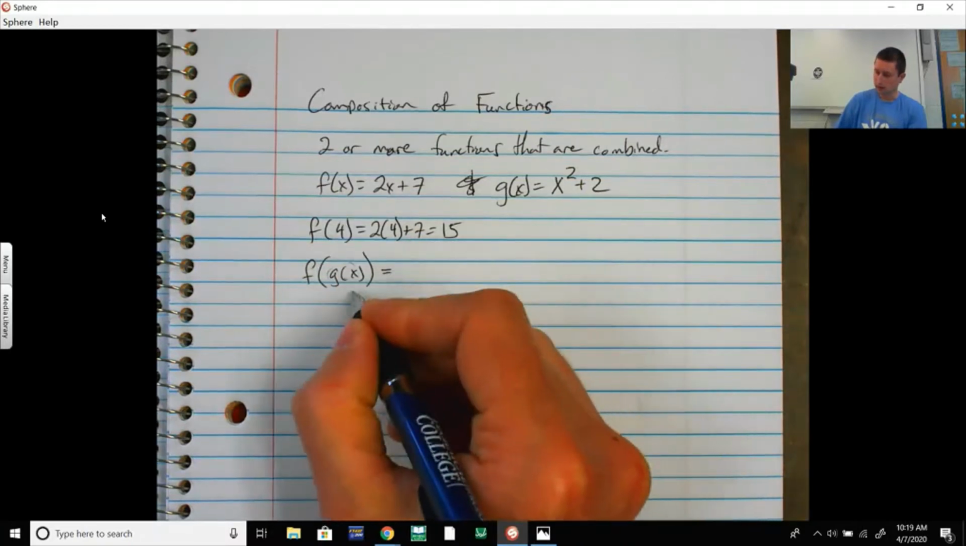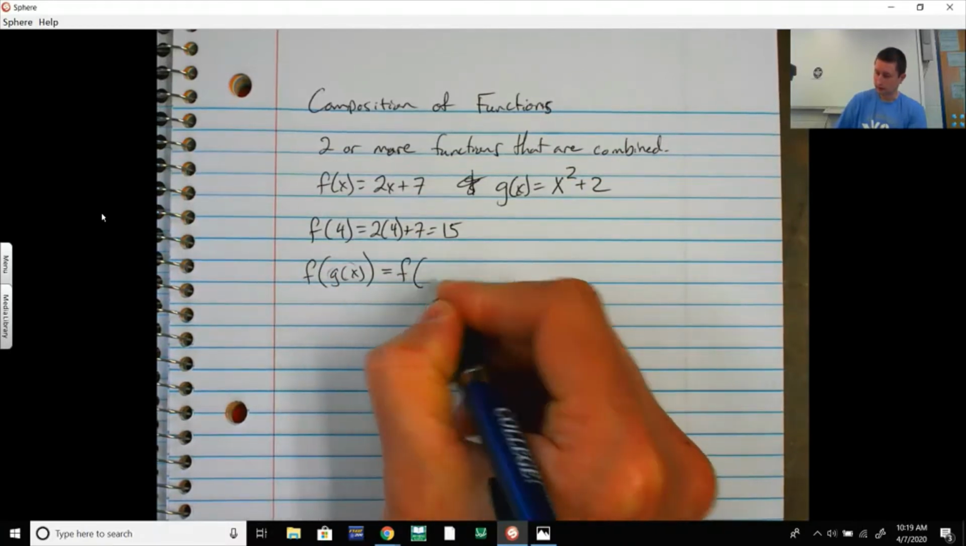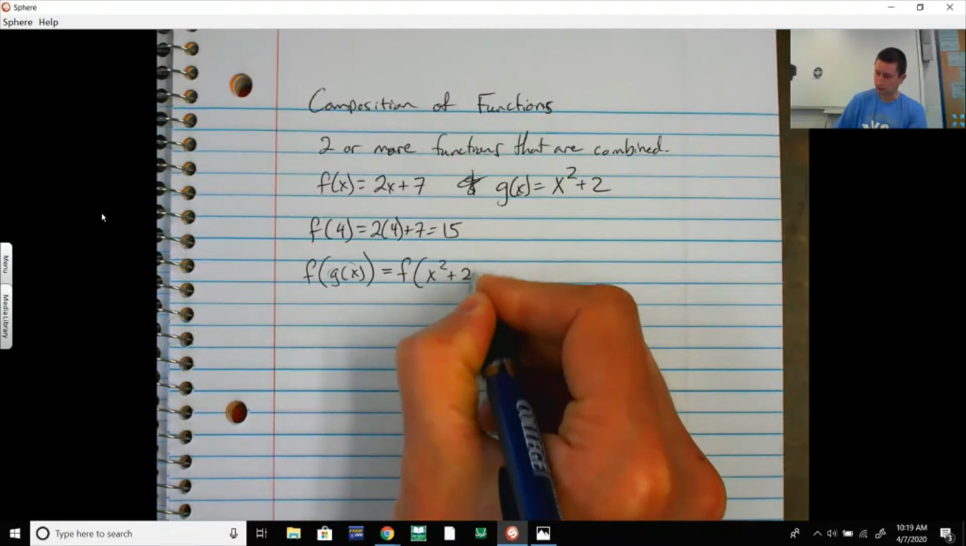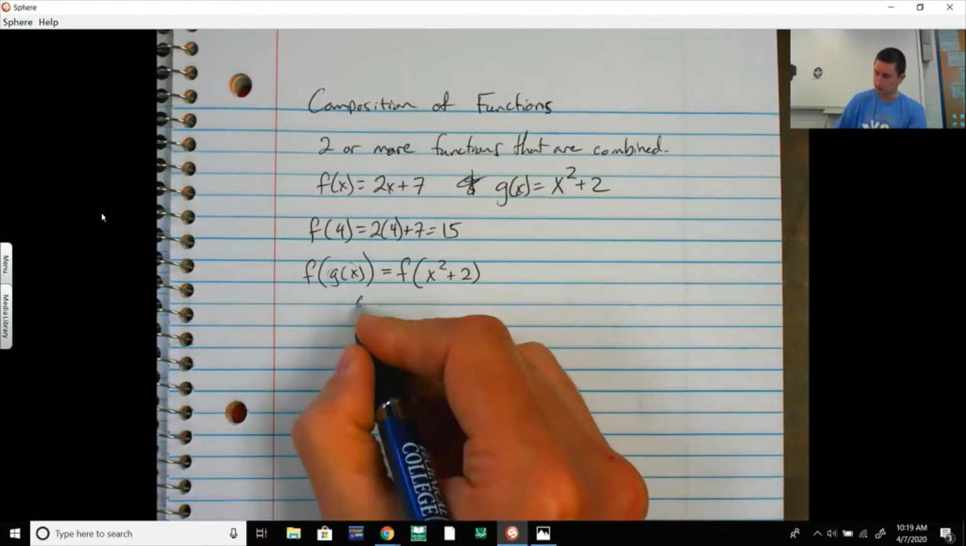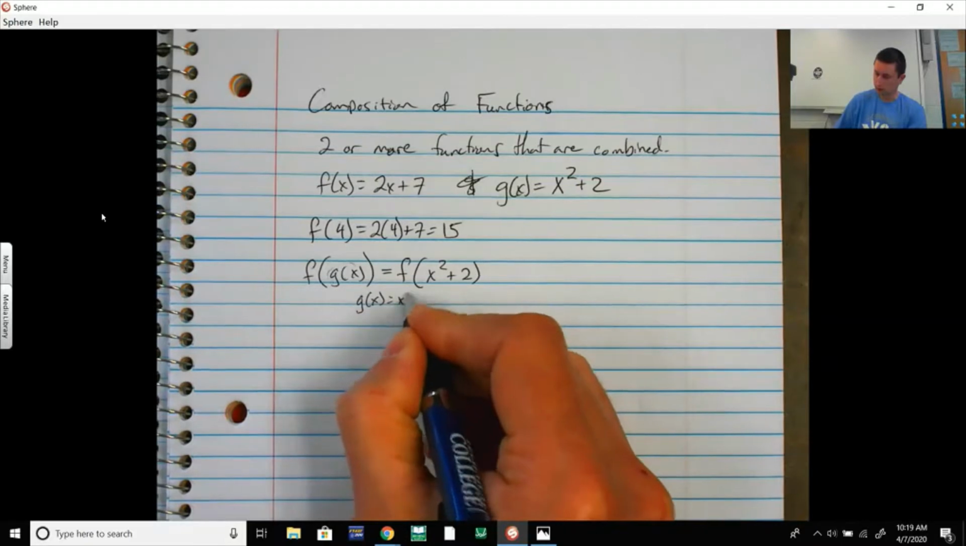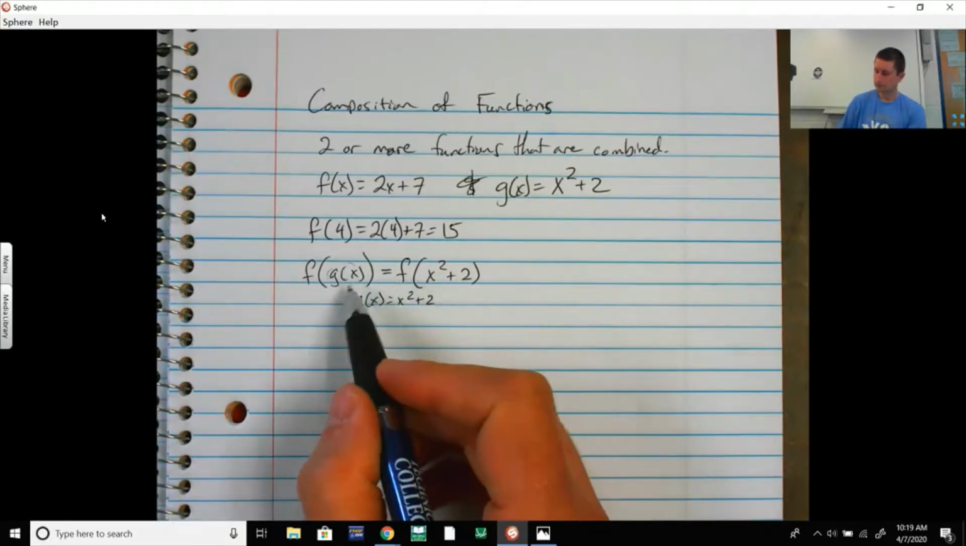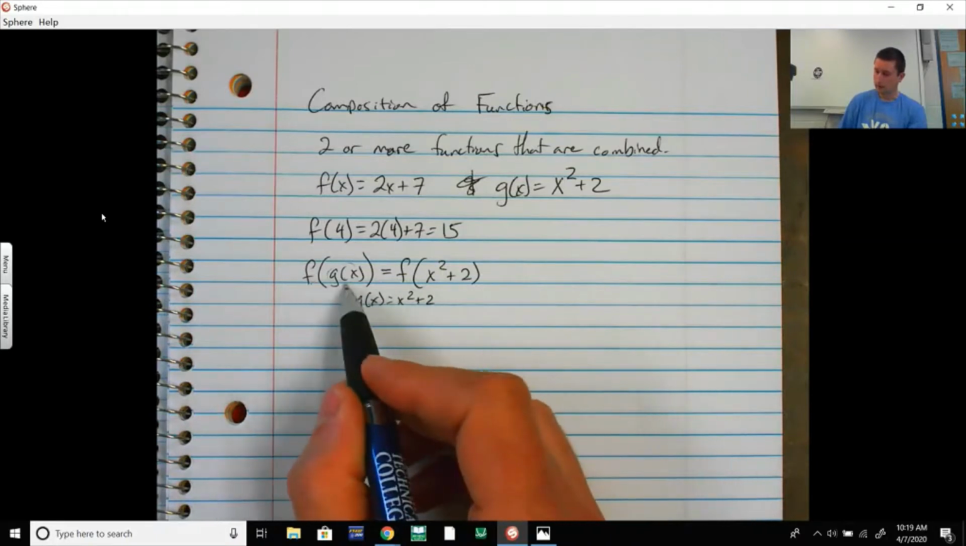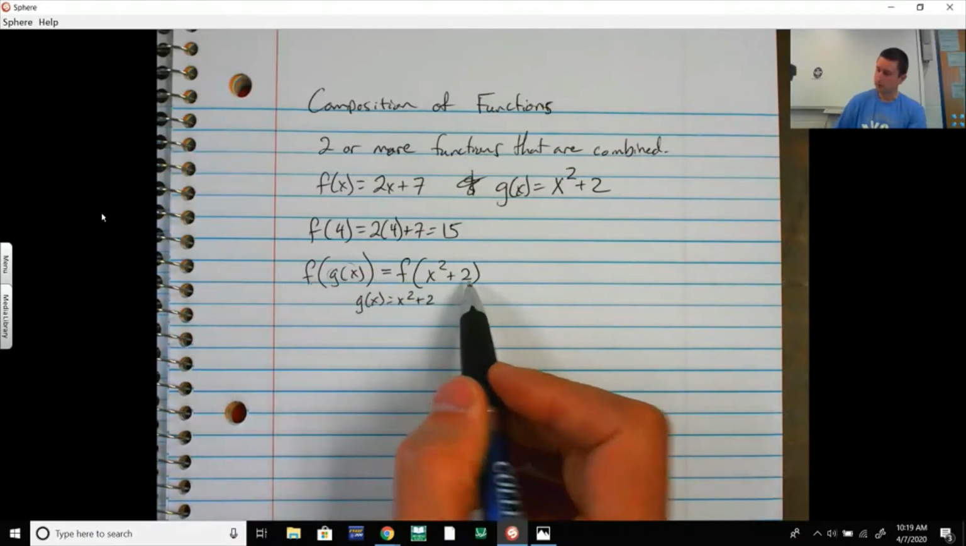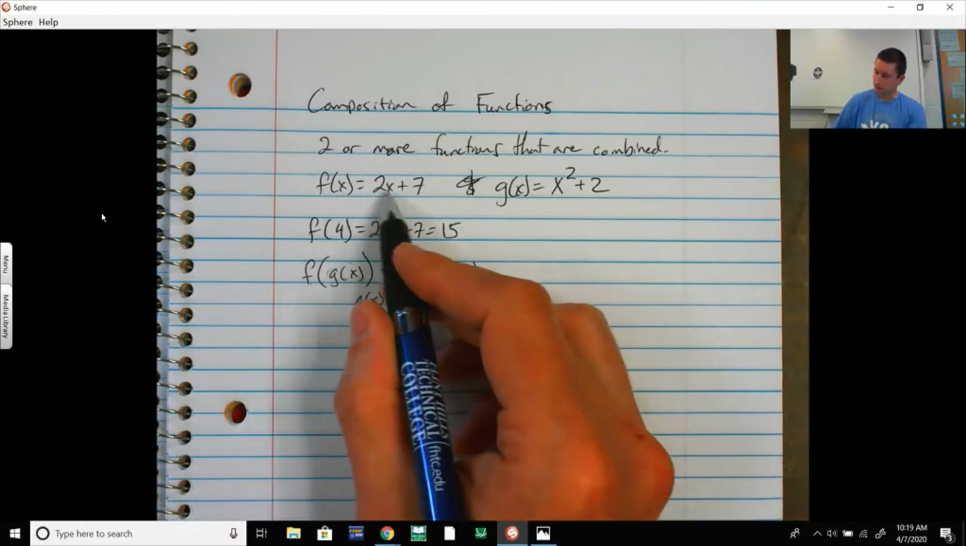So what is g of x? G of x is x squared plus 2. Okay, so g of x equals x squared plus 2. So if two things are equal, you can substitute one for another. So f of g of x is f of x squared plus 2. Now f of x is 2x plus 7.